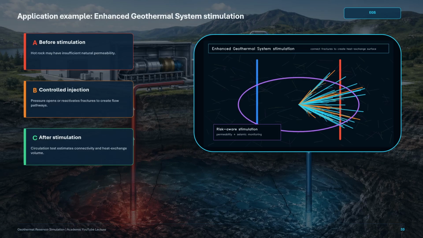The simulator must connect hydraulic stimulation, fracture permeability, heat extraction, and geomechanical response. EGS is therefore a frontier problem in geothermal reservoir engineering. It combines drilling, stimulation, monitoring, risk management, and multi-physics simulation in one integrated workflow.